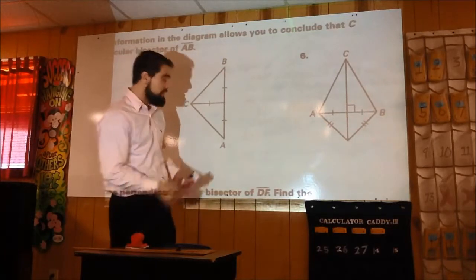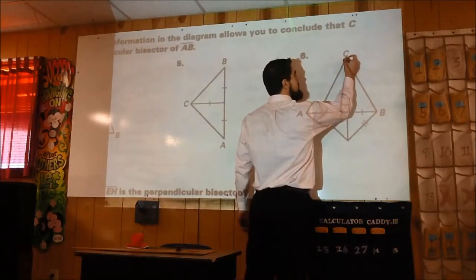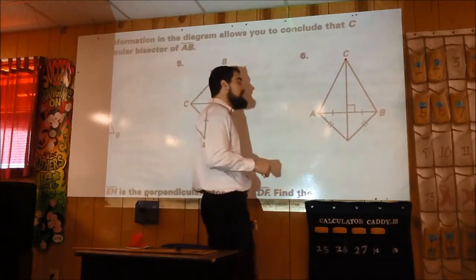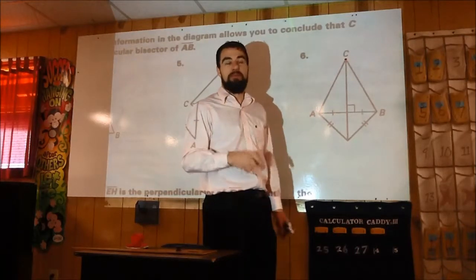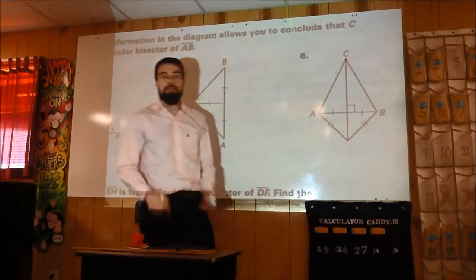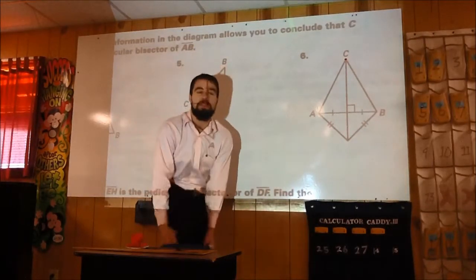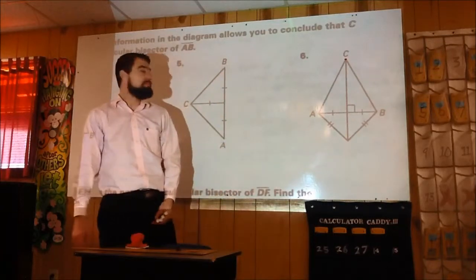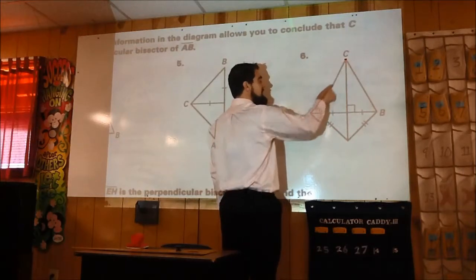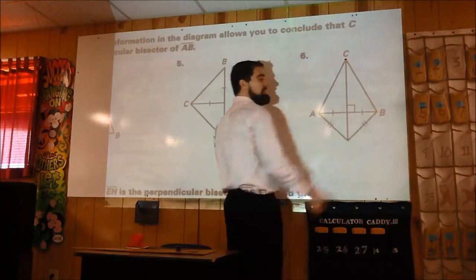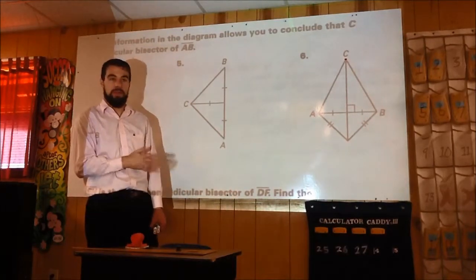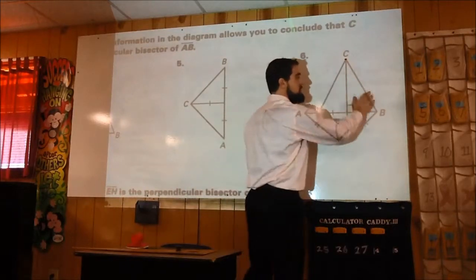Item 6. Here's point C. We're trying to determine if that is on the perpendicular bisector. If it was, then it would be equidistant from the segment's endpoints. Is that shown in our diagram? Do we know that point C is equidistant from the two endpoints? No. Are those segments congruent? Is it shown? No, I don't see any marks of congruency, so it's not shown.